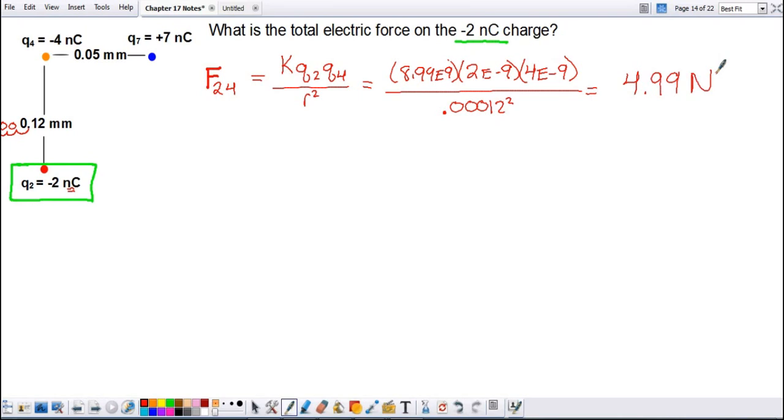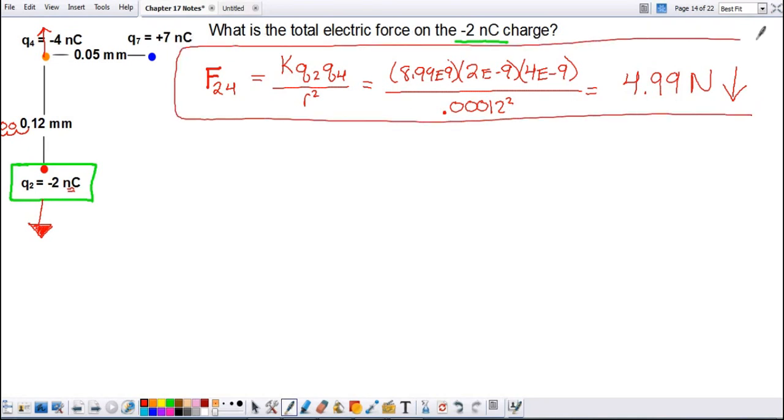Now we need to decide the direction. This is where the negatives come into play. This is a -4 nanocoulomb charge. This is a -2 nanocoulomb charge. Like charges repel each other, so the 4 is going to feel a force going up, and our charge we're worried about is going to feel its force going down. So 4.99 newtons in the downward direction. So we've got the force on charge 2 by charge 4.